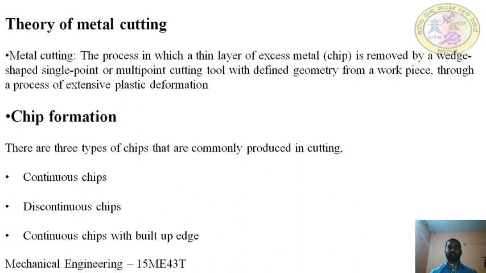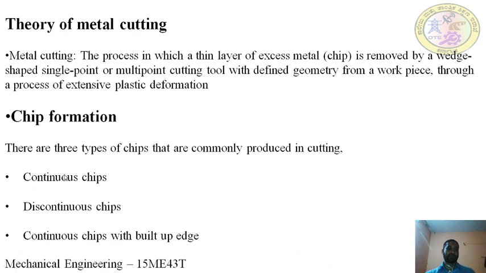Plastic deformation and friction will take place, heat will be generated, and the metal will be removed in the form of a thin layer, in the form of chips. The chips may be of different types, which will also be studied in the next class. They may be continuous chips, discontinuous chips, or continuous chips with built-up edge. So with the plastic deformation, the material will be removed, and it is permanent. Once the material is removed, it will reduce the dimension of the metal in each process. So next is the chip formation.